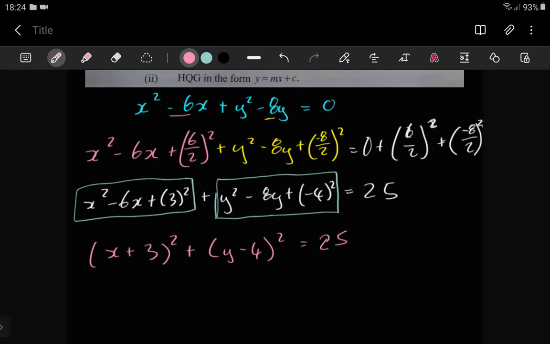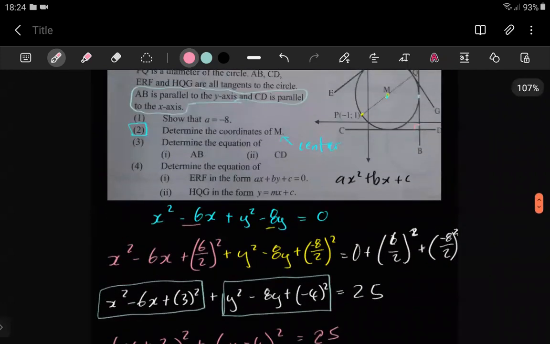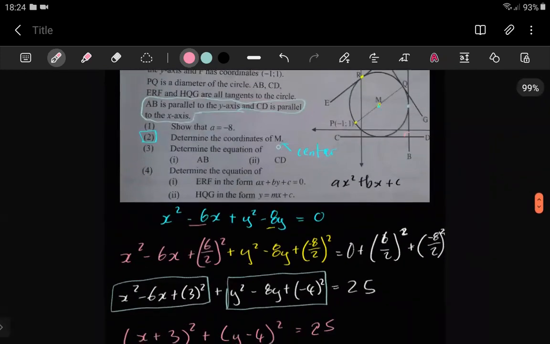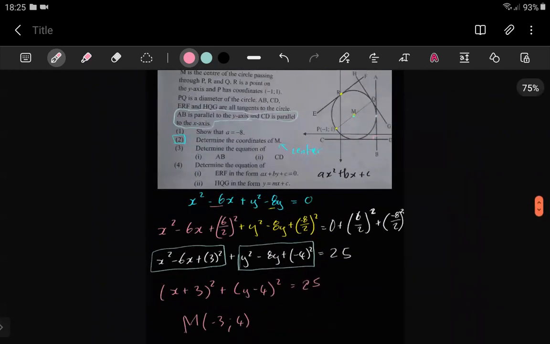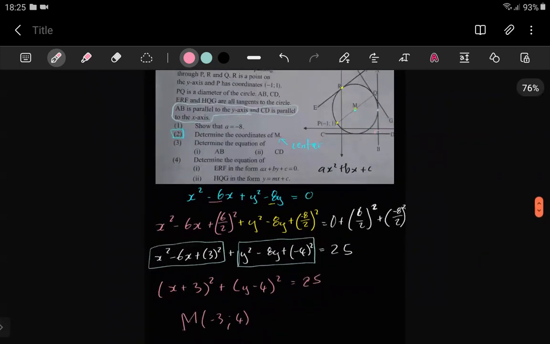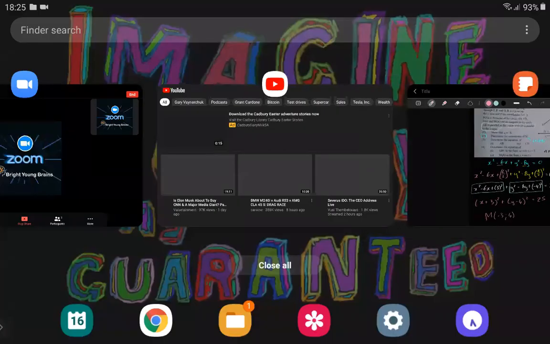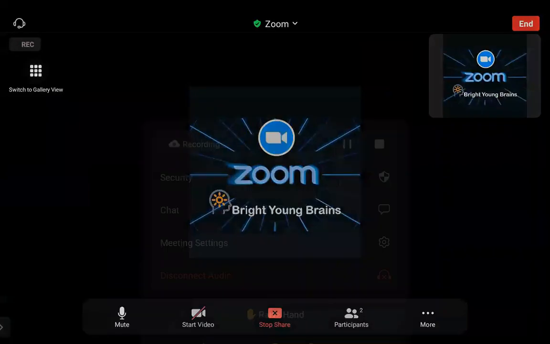So that will be -3 and 4. The center, which is M, will be -3 and 4, because it's just going to be the opposite of both of these two. And that's how we have gotten the center of our circle, using the equation of a circle that was not given in standard form. Cool, fantastic. Let's move on to the next question.